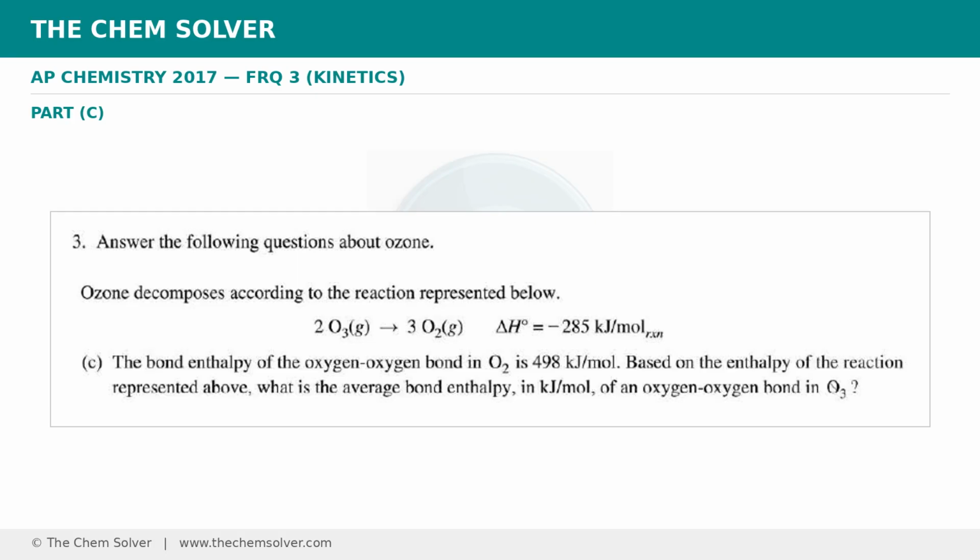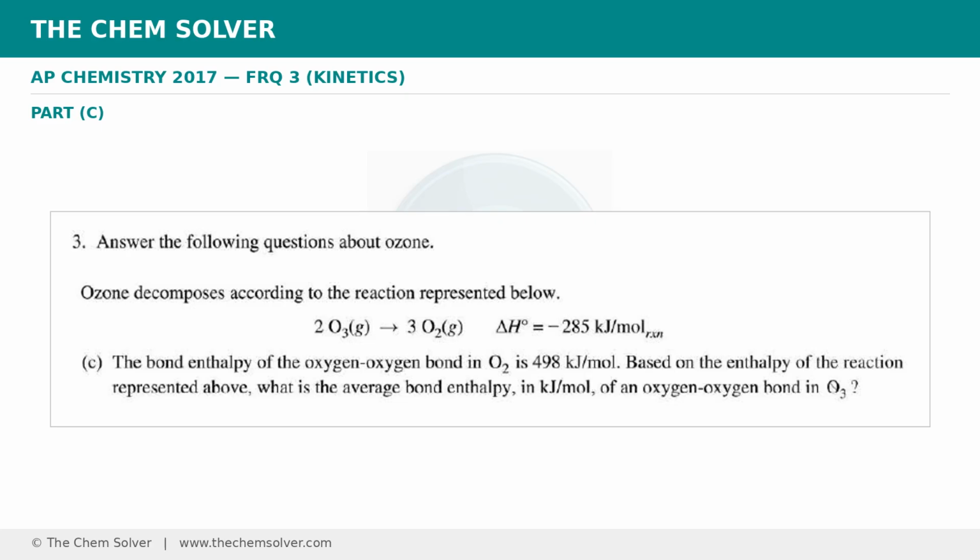Ozone decomposes according to the reaction represented below. 2 O3 gives 3 O2, delta H standard equals minus 285 kilojoules per mole of reaction. The bond enthalpy of the oxygen-oxygen bond in O2 is 498 kilojoules per mole.